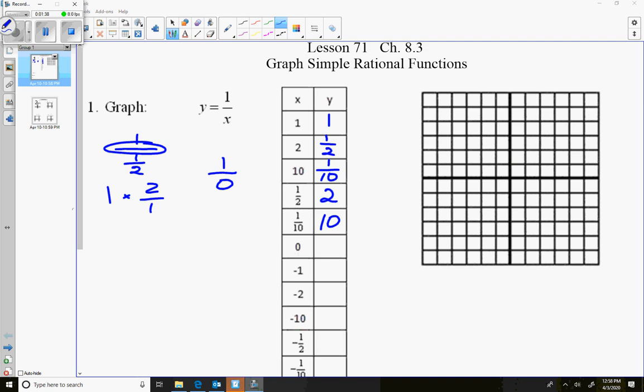But what is 1 divided by 0? If you stick it in your calculator, it's going to give you an error, but that is simply undefined. You cannot divide by 0.